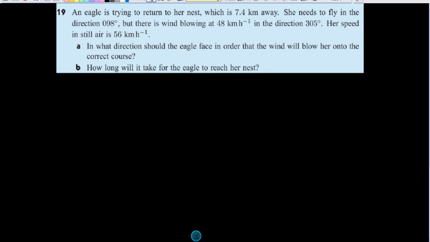It's from Review B. An eagle is trying to return to her nest, which is 7.4 kilometers away. Poor eagle. She needs to fly in the direction of 98 degrees, but there is a wind blowing at 48 kilometers per hour in the direction of 305. Her speed in still air is 56 kilometers per hour.